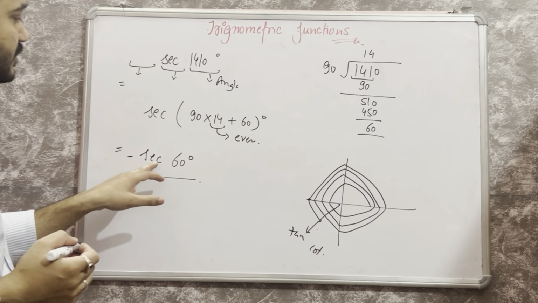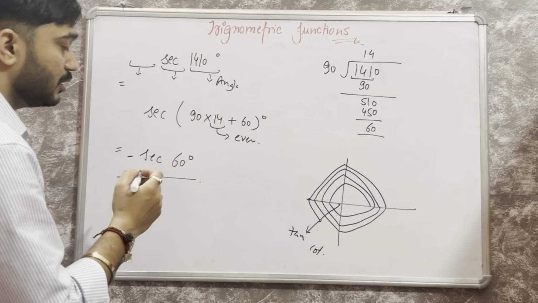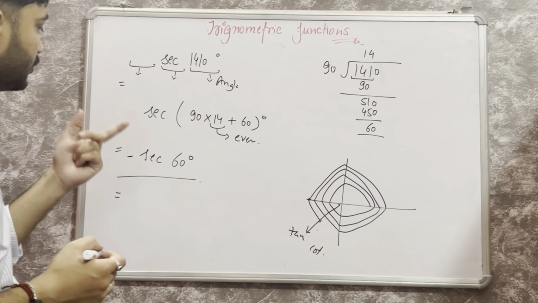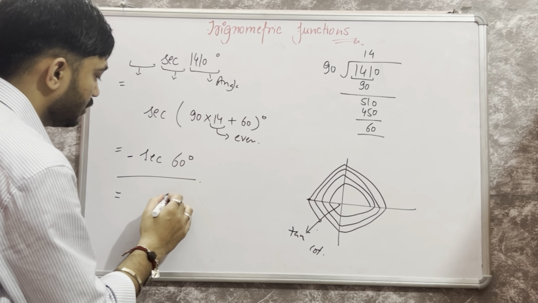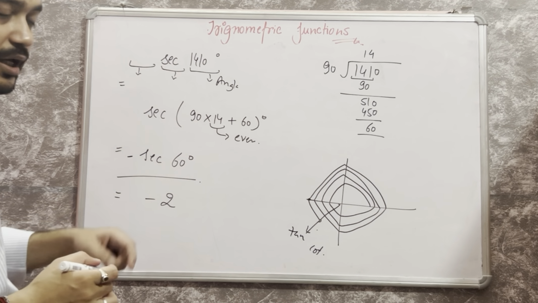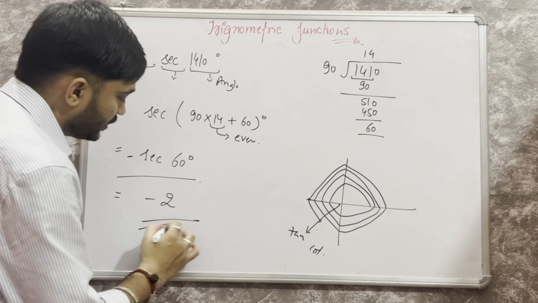What is the value of sec 60? It will be the reciprocal of cos 60, and cos 60 we already know is 1 by 2. So the value of sec 60 will be 2 by 1. So the answer will be minus 2. Any doubts?